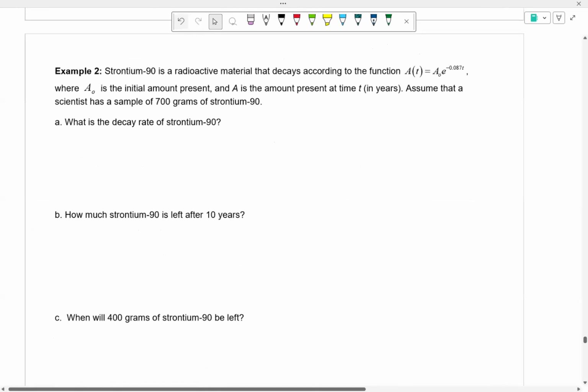Strontium 90. It's a radioactive material that decays according to this function. Do you recognize that form of that function? The law of uninhibited decay in this case. Did you have a question? Okay, so A naught is the initial amount present. We knew that. And A is the amount present at time t in years. Assume that a scientist has a sample of 700 grams of strontium 90. What is the decay rate of strontium 90?